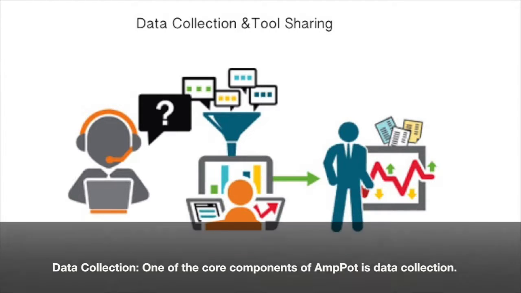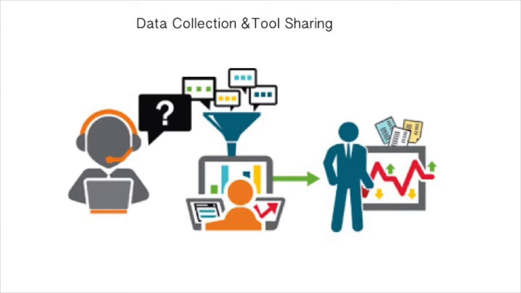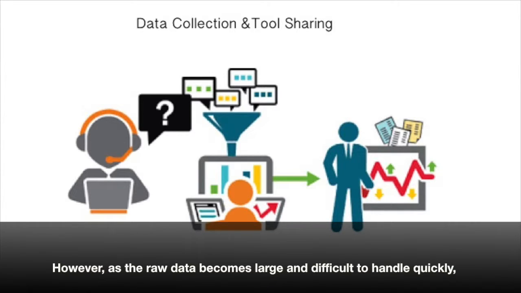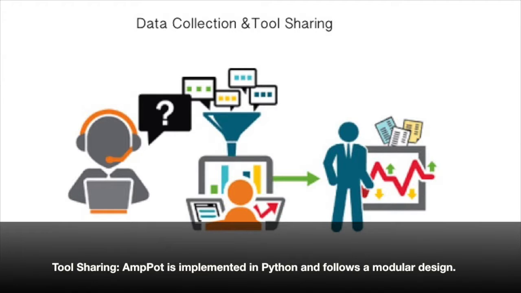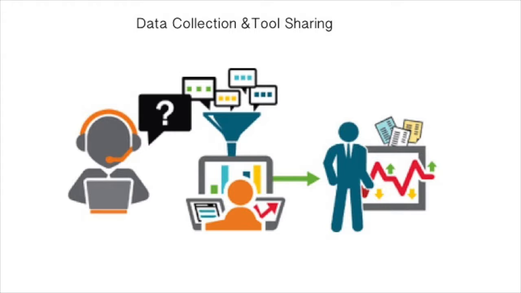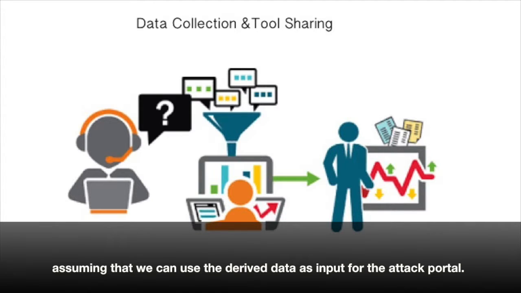Data collection. One of the core components of AmpPot is data collection. We collect data in two ways: raw requests and filtered data. However, as the raw data becomes large and difficult to handle quickly, we also record a filtered data set. Tool sharing. AmpPot is implemented in Python and follows a modular design. We will share AmpPot with trusted parties and make it accessible to fellow researchers, assuming that we can use the derived data as input for the attack portal.